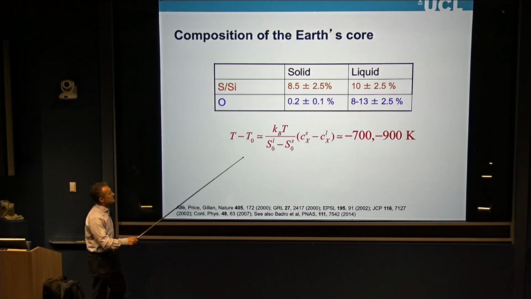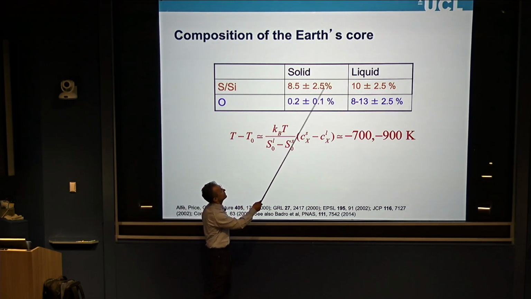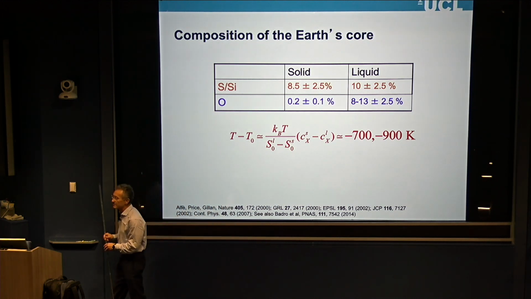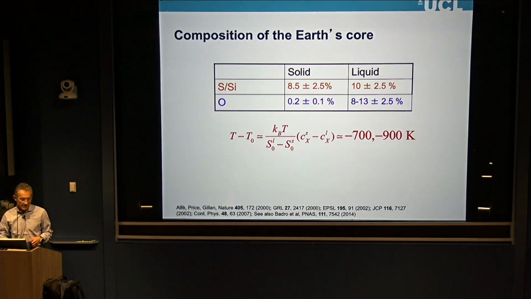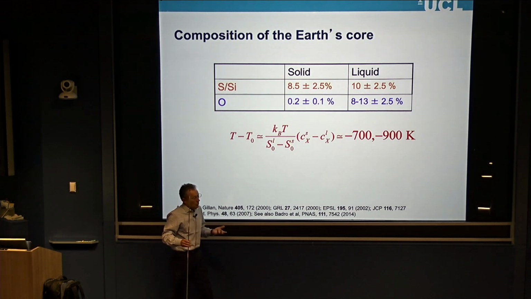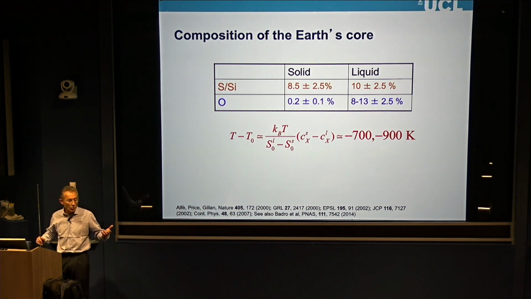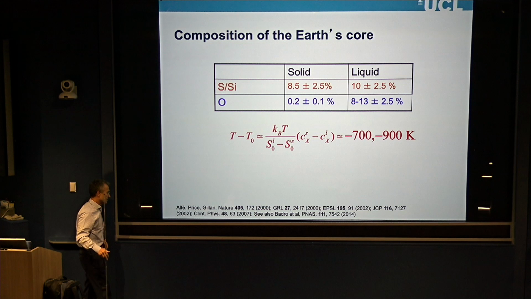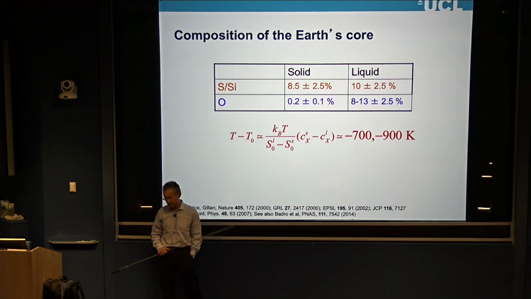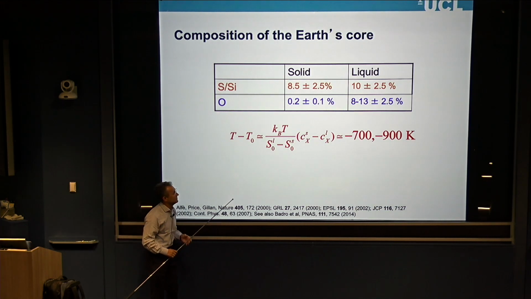Now, this change in concentration, so there is more light impurity in the liquid than in the solid, is also responsible for a change of melting temperature, in this case in the region of 700 to 900 Kelvin. So this partitioning is what is determining this change in melting temperature, which is effectively the reason why seawater freezes at a lower temperature than water that doesn't have any salt in it. And that's the reason why we spray salts on roads, to lower the melting point of the ice.